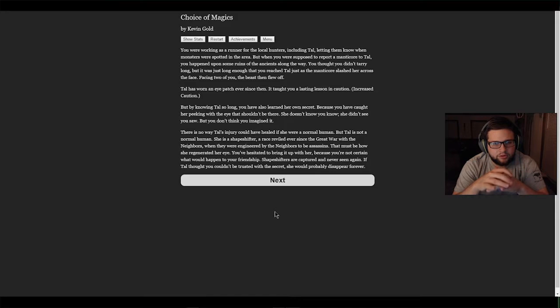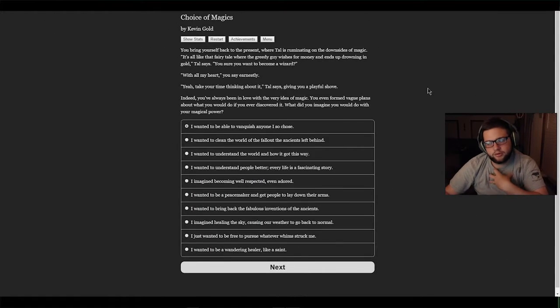There's no way Tal's injury could have healed if she were a normal human, but Tal is not a normal human. Shifter. A race reviled ever since the Great War with the neighbors, when they were engineered by the neighbors to be assassins. That must be how she regenerated her eye. You've hesitated to bring it up with her because you're not certain what would happen to your friendship. Shapeshifters are captured and never seen again. If Tal thought you couldn't be trusted with the secret, she would probably disappear forever.